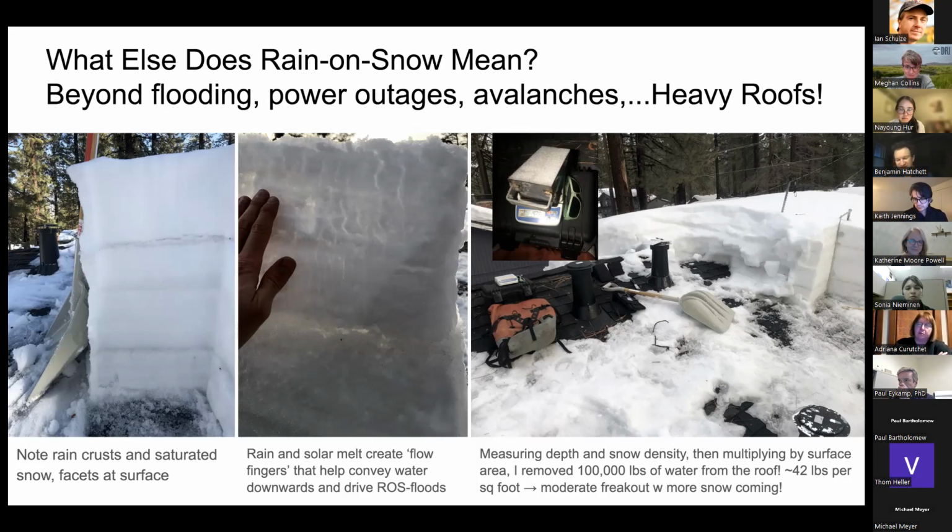While shoveling the roof, I had to dig a snow pit and measure the amount of snow on the roof so I could calculate how much snow I moved in total and how close the roof might have been to collapsing. Doing some calculations, there was over 100,000 pounds of snow or water that got removed from the roof, which came out to be about 42 pounds per square foot, which isn't quite into the full freak out of 60 pounds per square foot, but it was a lot. So if you have a lot of snow on your roof, you might want to get rid of that before we get more rain on snow.